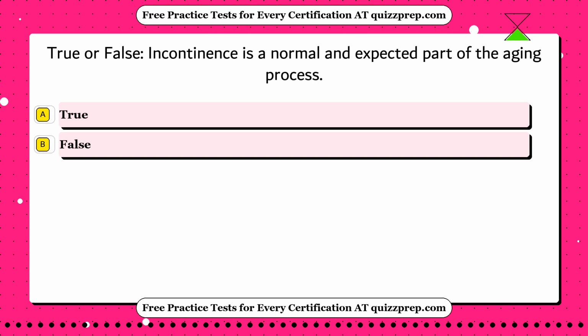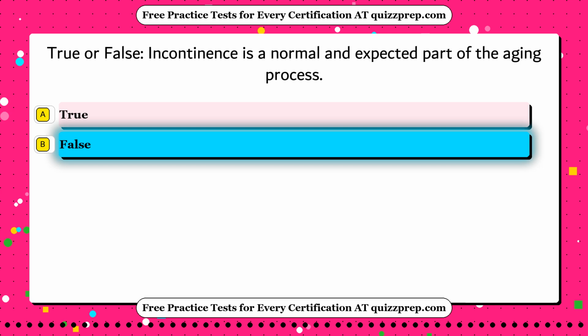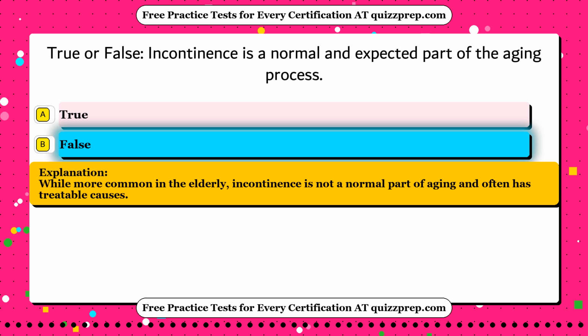Question 56. True or false, incontinence is a normal and expected part of the aging process. Option A, true. Option B, false. The correct answer is option B, false. While more common in the elderly, incontinence is not a normal part of aging and often has treatable causes.